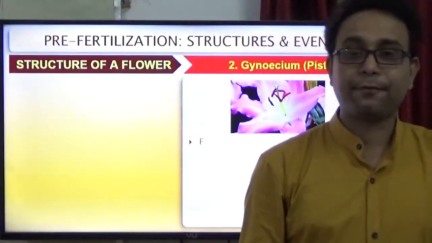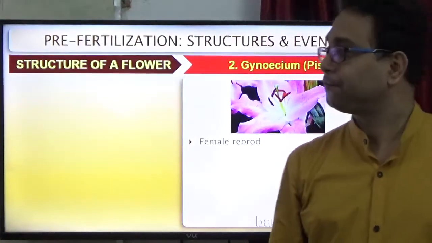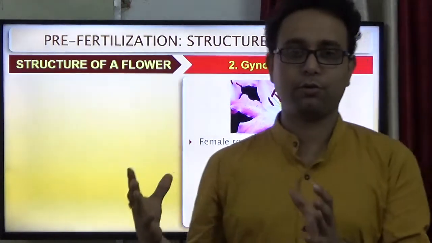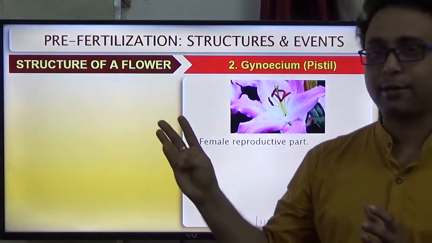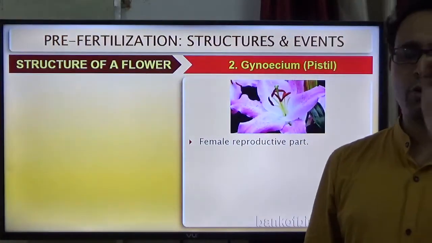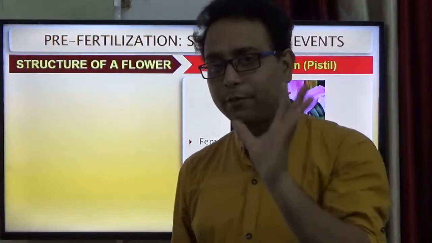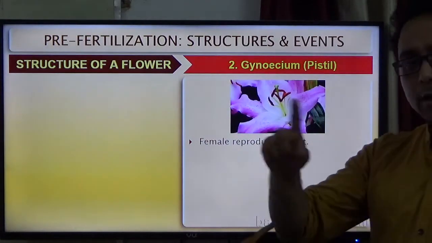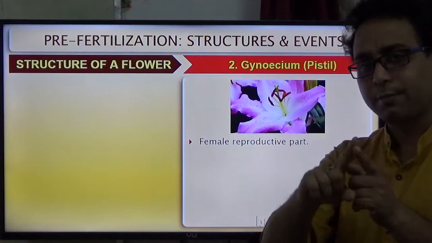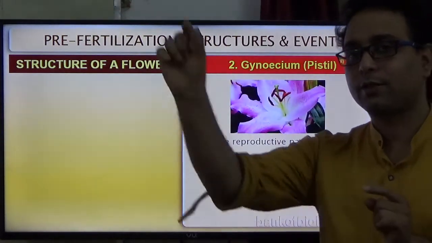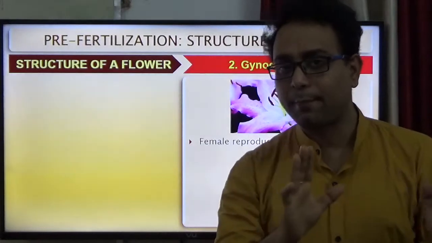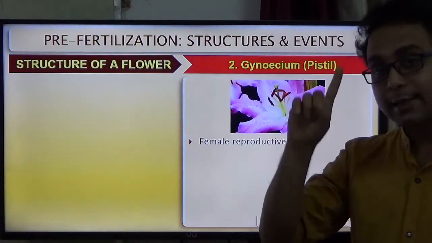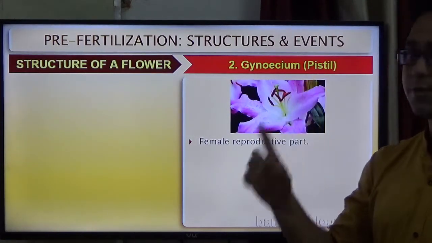Okay. So last class we discussed the structure of the flower. You know the flower has four whorls: calyx, corolla, androecium and gynoecium. When all four whorls are present, it is called a complete flower. And today we discuss the gynoecium. In the case of male, we discussed that androecium is the male part, but a single unit is called the stamen. Similarly, the gynoecium is the female part and a single unit is called the pistil.